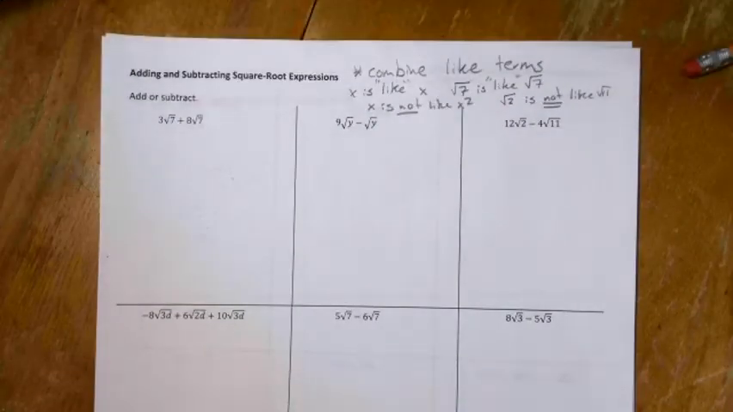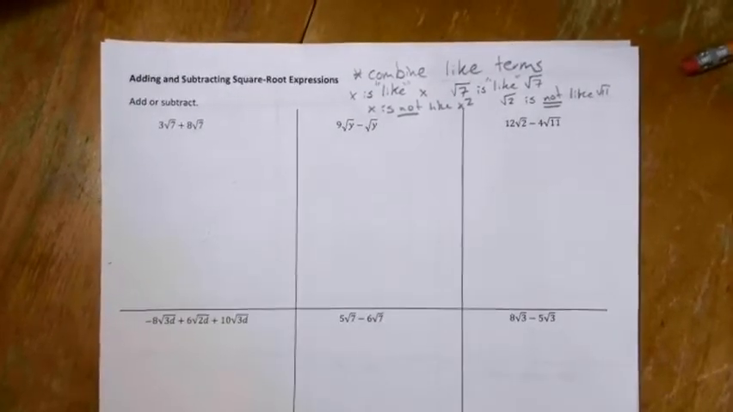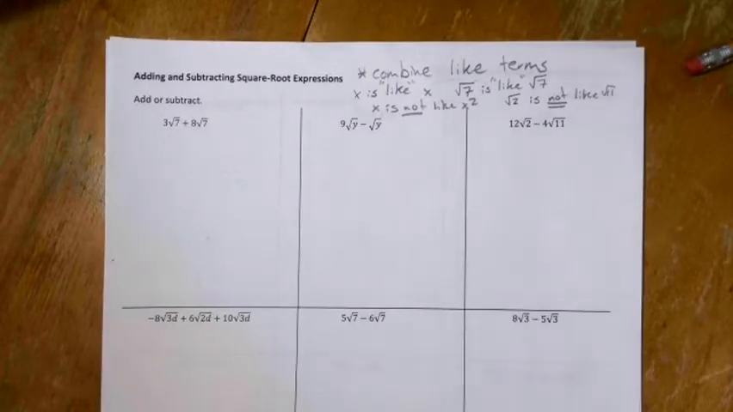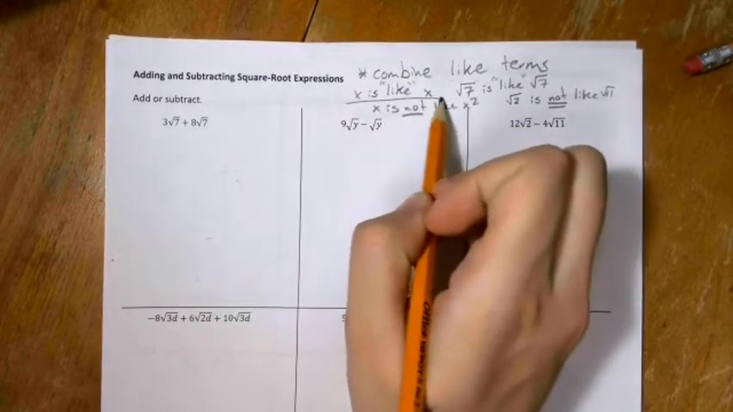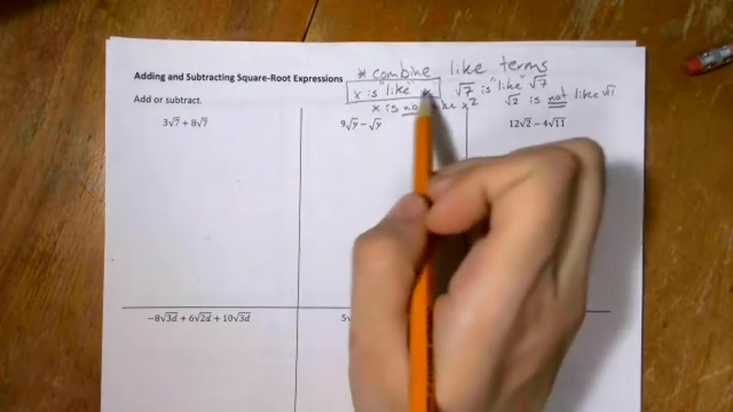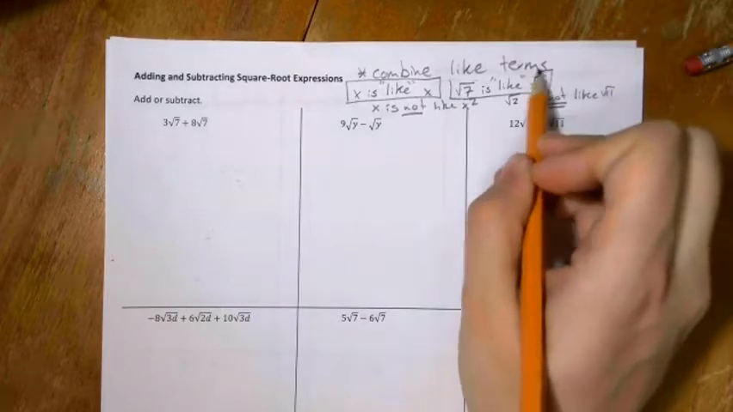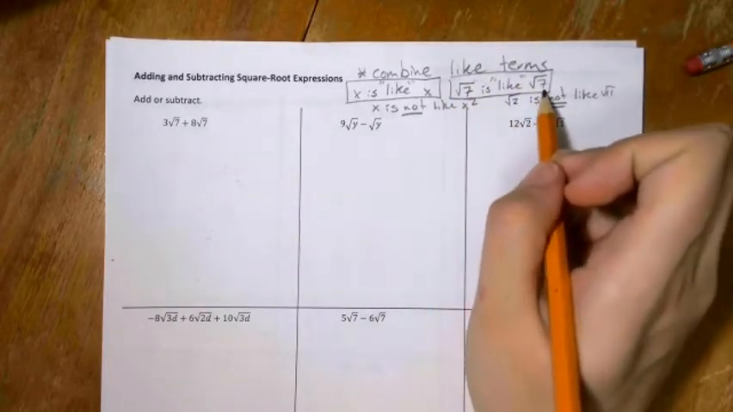All right, we are adding and subtracting square root expressions. So with this, we want to remember that we can combine like terms. We haven't seen this before, so this is kind of weird and different. Remember that if you have a variable x, for example, x is like any other x, right? If you have 2x, it's like 3x, it's like 4x. Same thing applies with roots, all right? The square root of 7, for example, is a like term to square root of 7.